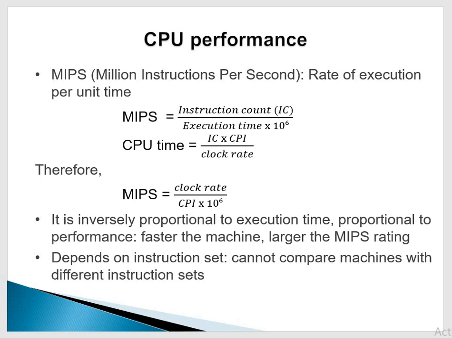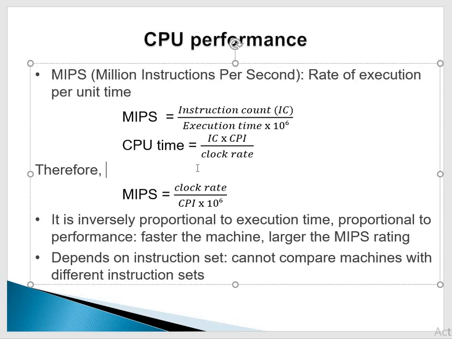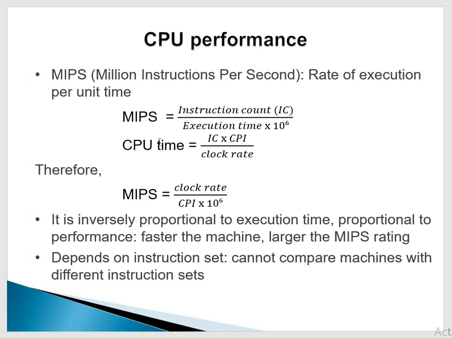As we know, the CPU time is IC into CPI upon clock rate. Therefore, by substituting the value, we will get MIPS, which can also be evaluated by knowing the clock rate and CPI. This is million instructions per second. From this equation, we can see that MIPS is inversely proportional to the execution time and directly proportional to the performance. So one thing we can conclude: the faster the machine, the larger the MIPS rating. Any machine which is very fast will give us a larger MIPS rating.